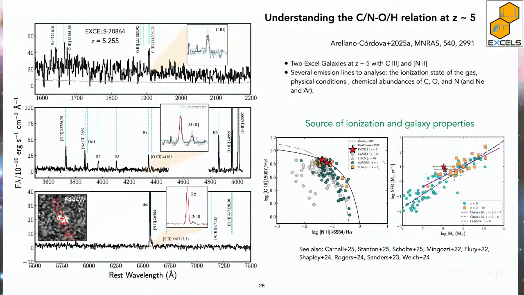And then we have the star formation rate and stellar mass to see what the galaxy properties of these objects are. You see here that basically they are in the pool of the other objects, meaning that there is no particular distinction about these objects. Everything fine.